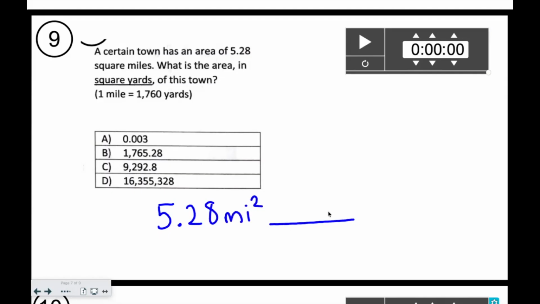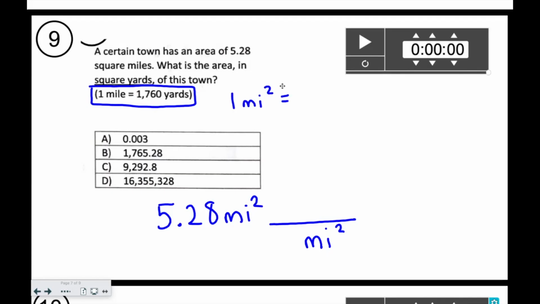And I'm going to use a version of this conversion factor. I'm going to put it here. And what I need is for square miles to cancel, so I need square miles on the bottom. But again, this is just 1 mile equals 1,760 yards. What we have to do is square that conversion factor. Well, 1 squared is 1. Then I get square miles.